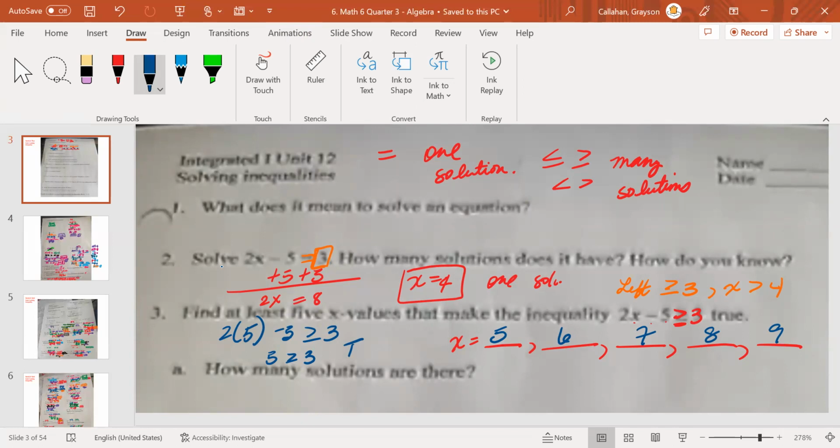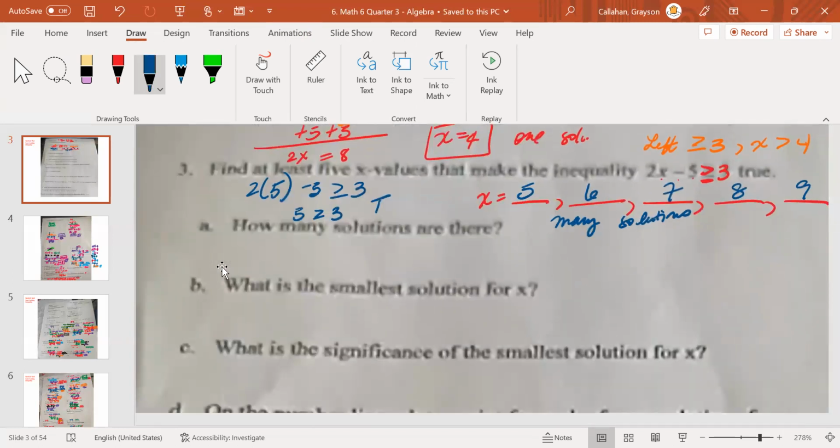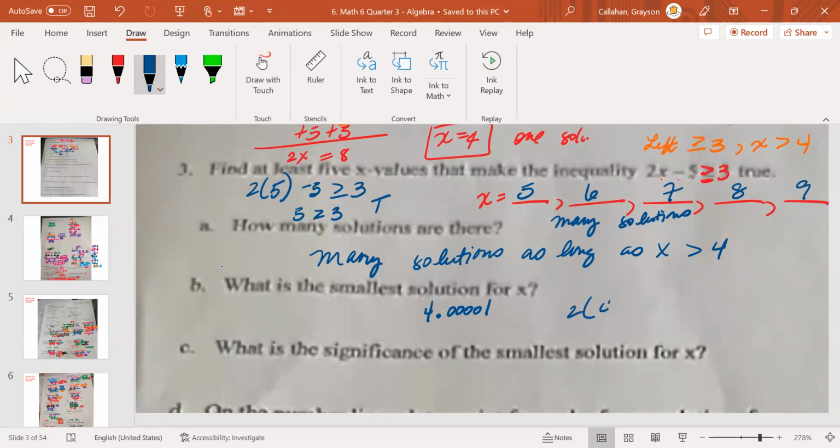Do you see how this one has many solutions? Okay, how many solutions are there? Many. As long as x is bigger than 4, right? What is the smallest solution for x? What could be the smallest answer for x and still have it be bigger than 3? No, what if we use 4.00001? Can we do that? If you do that, then 2 times 4.00001, minus 5. You could do 4.1, that's fine.